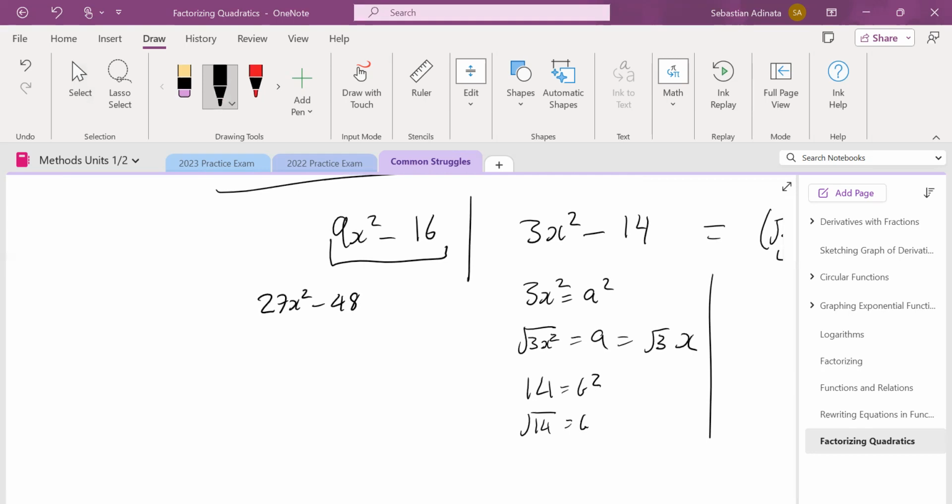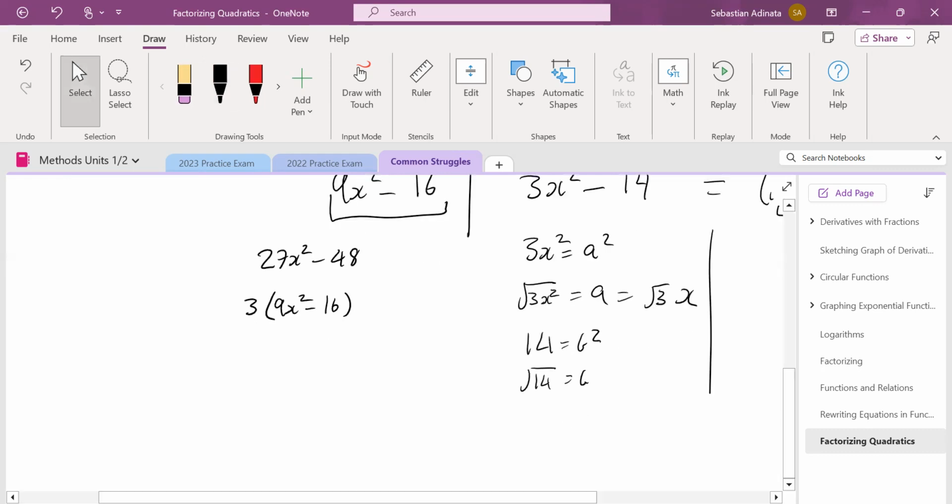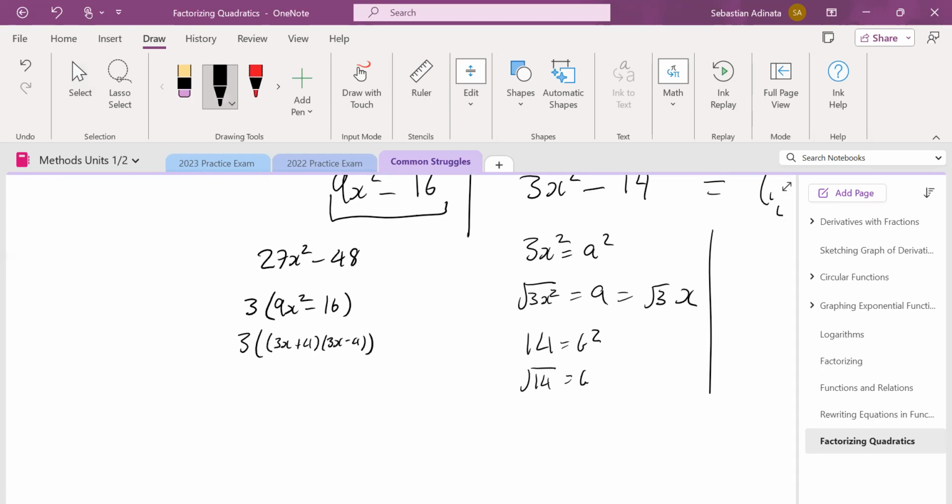We can kind of see it's in DOPS form, but let's take a factor of 3 out first. And then we can turn it into the DOPS form. So highest common factor first, and then implementing DOPS.